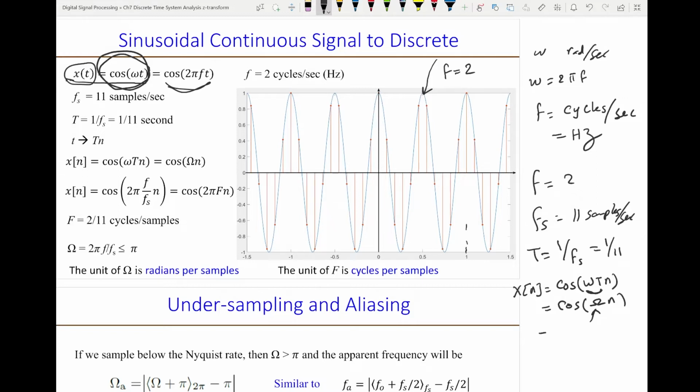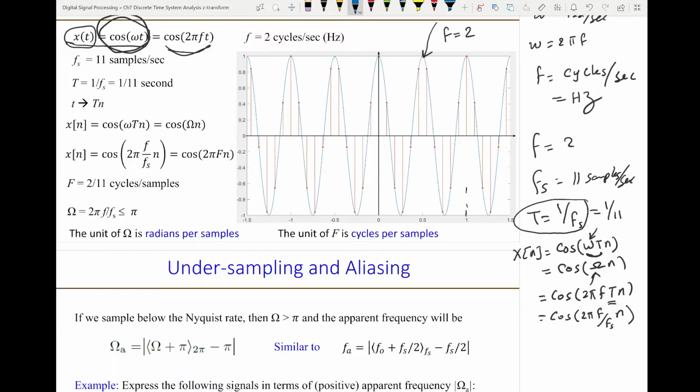Or I can say cosine, that omega here is 2 pi f. So that will be 2 pi f T n. And I can write T as 1 over f of s. So now this will be cosine 2 pi f over f of s n. Now this quantity here, I will call it the digital frequency. So I can write it as cosine 2 pi F n, where that capital F is the digital frequency.